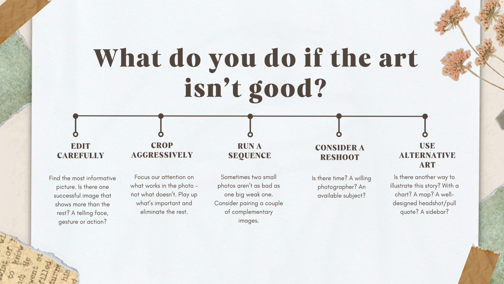Lastly, you can use alternative art. So thinking, is there another way to illustrate this story other than just using photography? Can I use a chart or a map, or can I use a headshot and a pull quote to combine to have something really powerful stand out in the story? Is there a sidebar that can be created? These are all questions that you can look at with your editor, and particularly in a pinch.